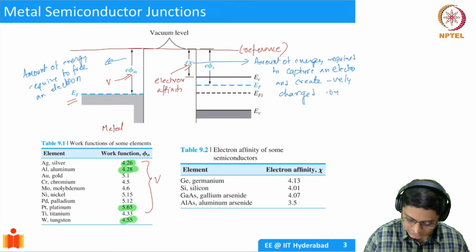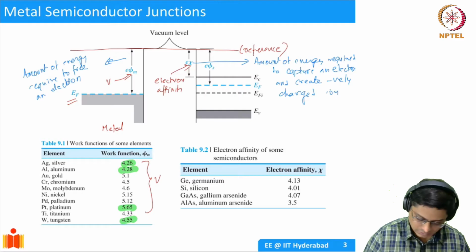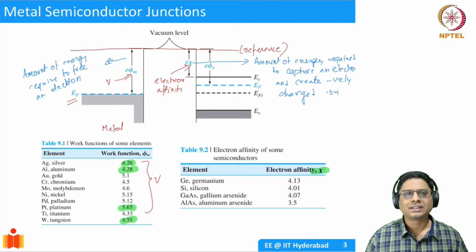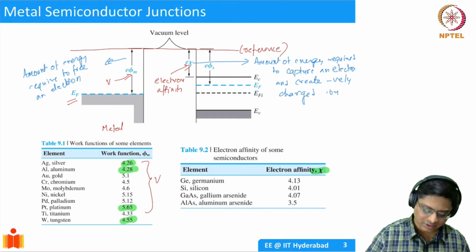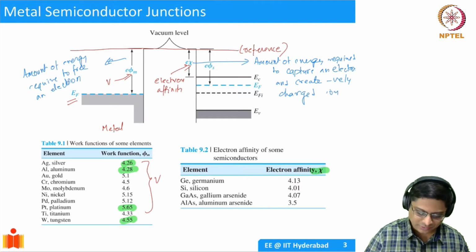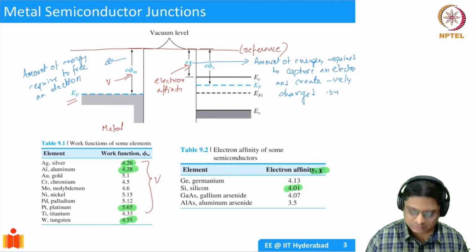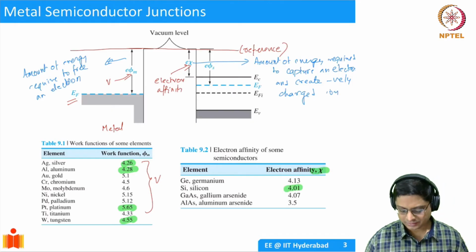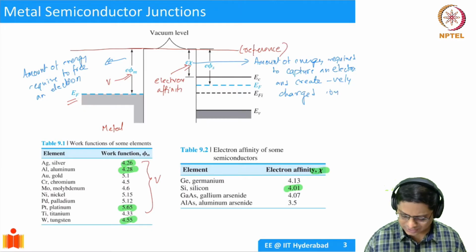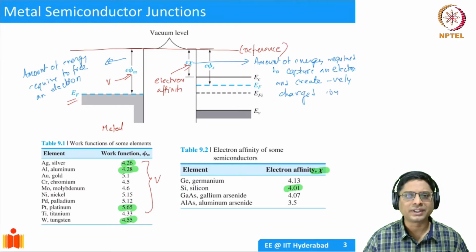Chi is the symbol. And this is also known for a material. For example, crystalline silicon will have an electron affinity of 4.01. And other materials have different numbers. For example, gallium arsenide has 4.07, and let's say 4.1 for germanium and so on, right? So you have these materials.